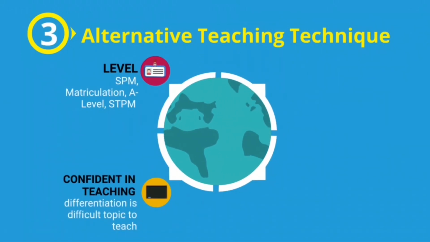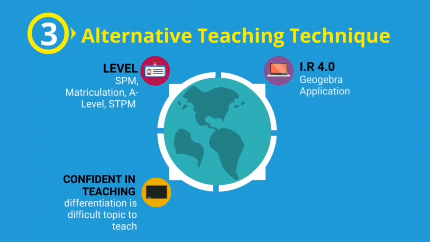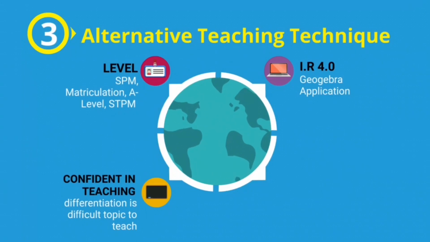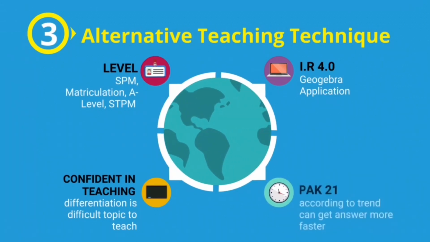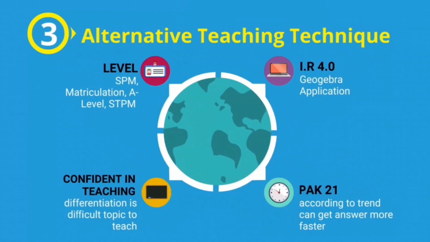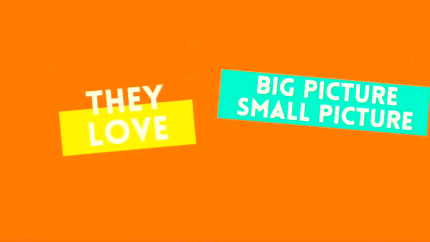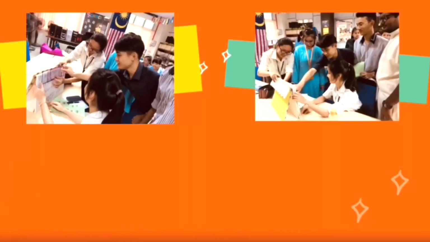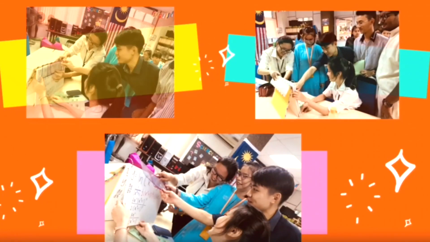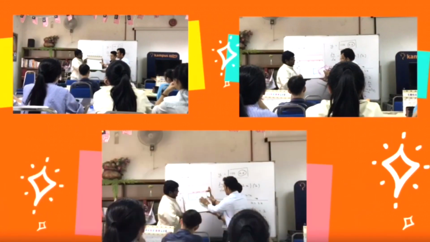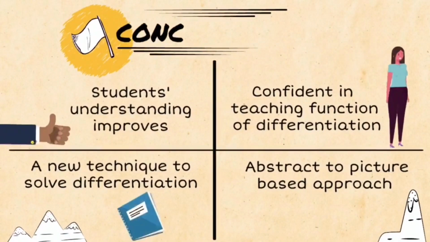Differentiation is a difficult topic to be taught to students. This is something very abstract. Therefore, IR 4.0 using the GeoGebra application, using our own coded calculator, makes something so abstract become so easy in the 21st century learning and teaching method. Eureka! The solution has been found. So we can conclude that big picture, small picture solves differentiation problems.